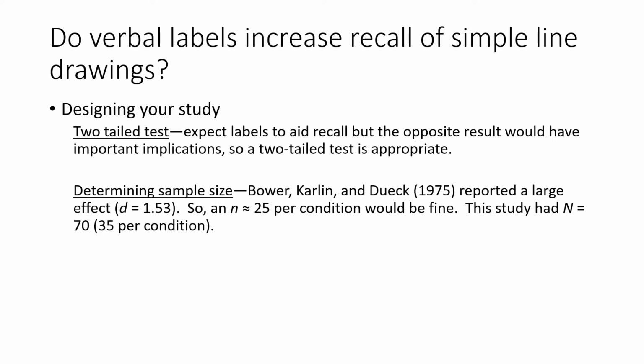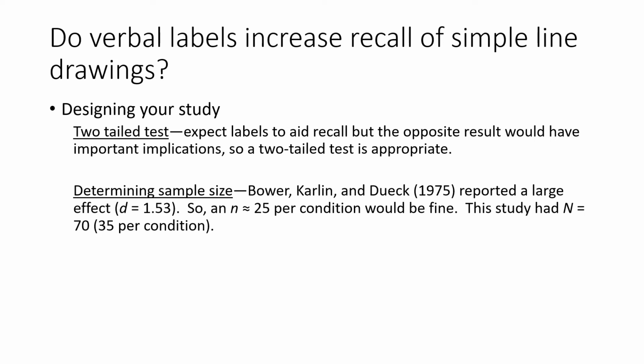In this case, you expect that the group that's given the label is going to remember more. But if the opposite happened and the group that was not given the labels remembered more, that would be really interesting, and you would still report on it because it would be running counter to what a lot of previous research has indicated. So you would want to report that. You would want to figure out why that happened. So in this case, a two-tailed test seems like it would be more appropriate.